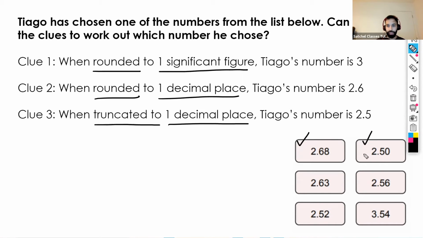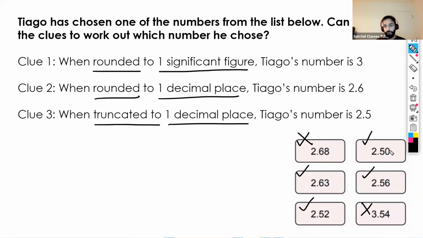Likewise here, this would round to 3 to 1 SF, as would this, and this. This here would round to 4 to 1 significant figure, so this is not going to be one of our options. Clue 2, when rounded to 1 decimal place, Tiago's number is 2.6. Well, this number here, rounded to 1 decimal place, is going to be 2.7. So this 8 will mean our 6 will round up to 7, so it can't be this.